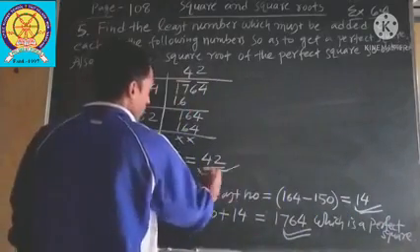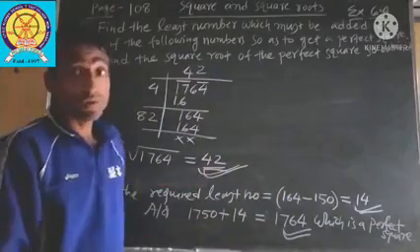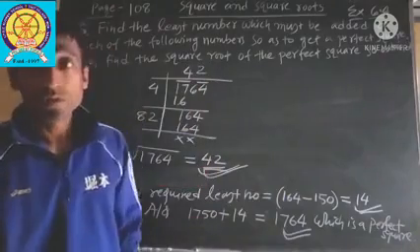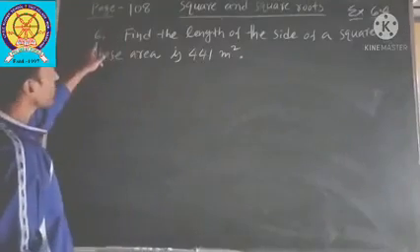So the least number is 14, and the square root of the perfect square number is 42. Now we will do the next one. Now you see the next question, question number 6.